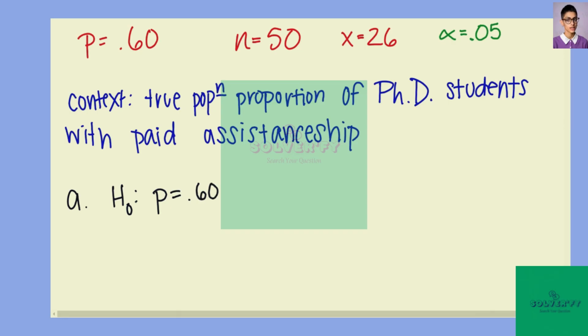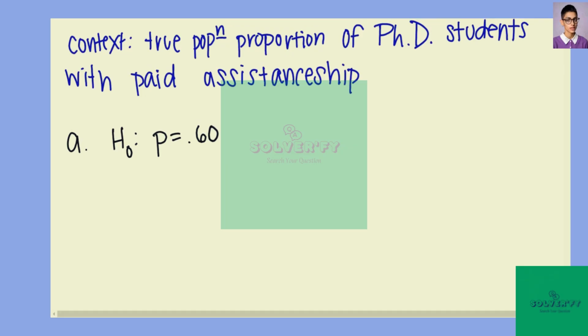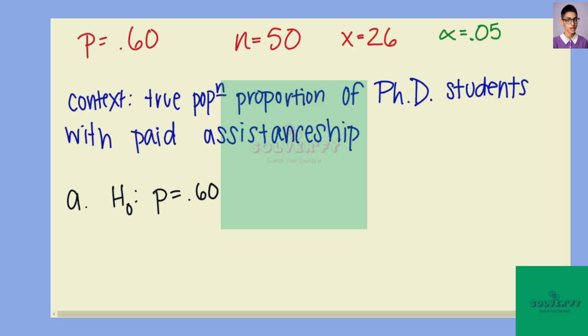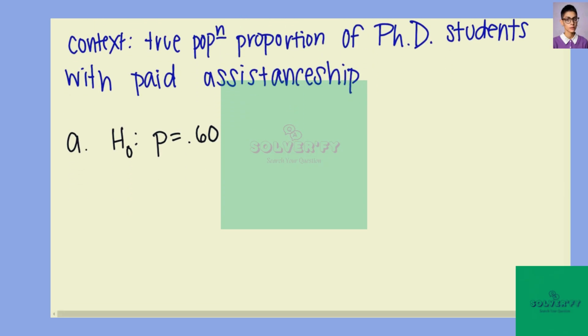Let's start by identifying our claim. Our null hypothesis is that the true population proportion is 0.6. But our alternative, what we are trying to test, is whether or not the true population proportion is different than 0.6.